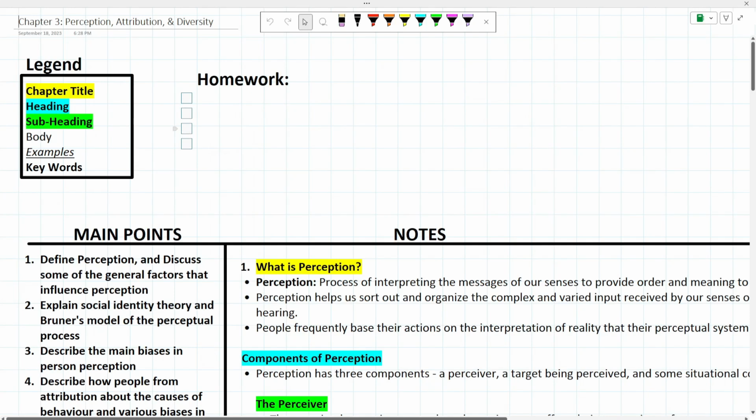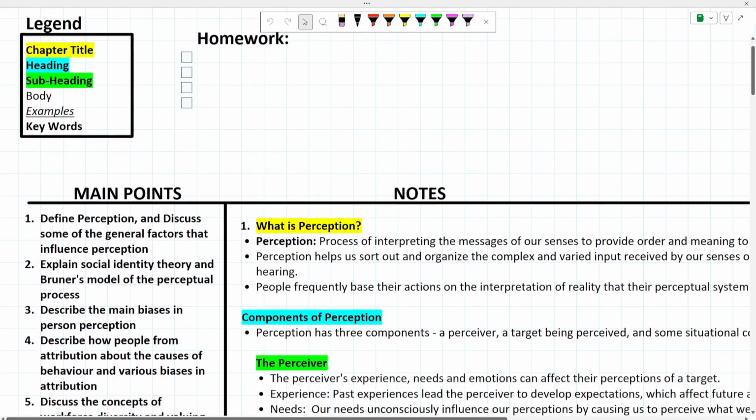Today we're going to be doing Comm 222, Chapter 3, Perception, Attribution, and Diversity. So the legend, as again, everything already in yellow is our chapter title, anything in blue is a heading, and anything green is our subheading. So let's look at the main points for Chapter 3.